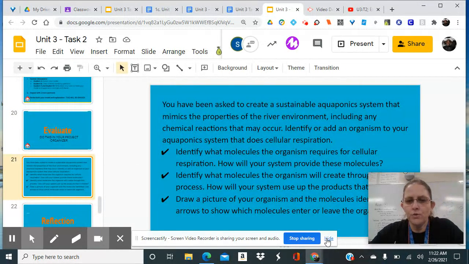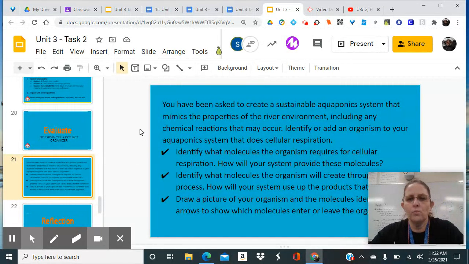What you're going to do for this is with your aquaponic system that mimics the properties of the river system, it's going to have lots of chemical reactions that we watched the video last week about, the different chemical reactions. So what I want you to think about for this one is identifying and adding an organism to your aquaponic system that uses cellular respiration. Okay, so it could be an animal, could be a plant.